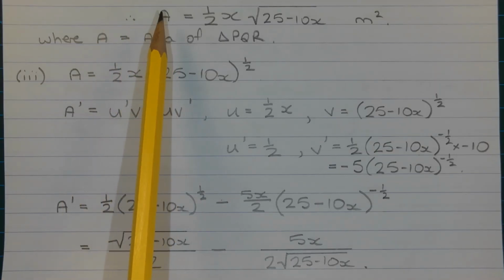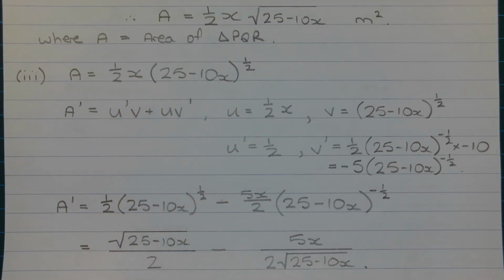We'll need to differentiate A with respect to x, solve the equation A dash equals 0, find the value of x that gives us A dash equals 0, and then test to see if that value of x corresponds to the maximum possible value of A. Now in order to differentiate A with respect to x, we need to express A in terms of x using index notation rather than surd notation.